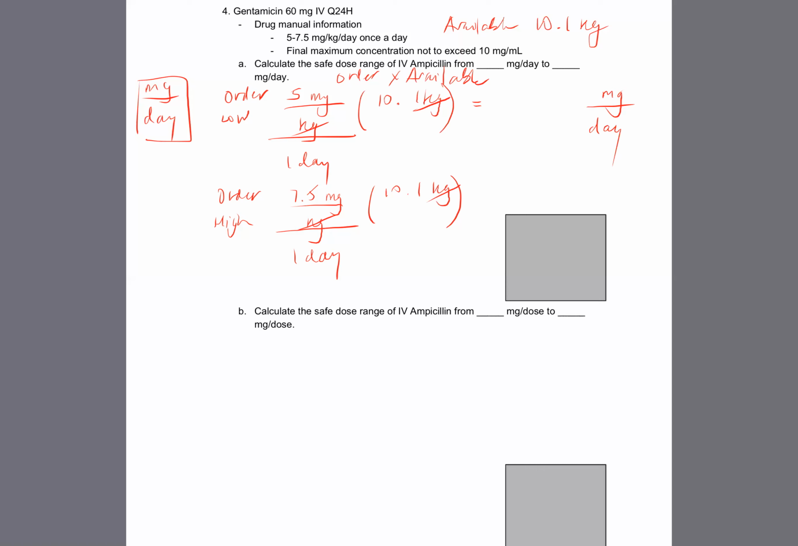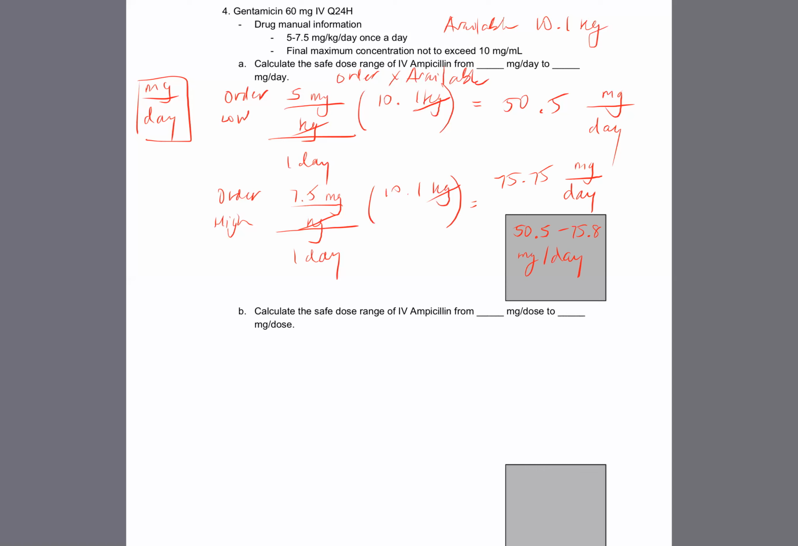So go ahead and take out your calculator. 5 times 10.1 is 50.5. And 7.5 times 10.1 is 75.75 milligrams per day. So in your box, you're going to go ahead and put 50.5 to 75.8 milligrams per day.